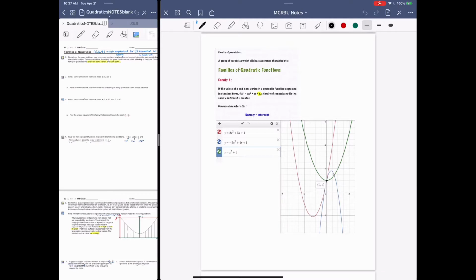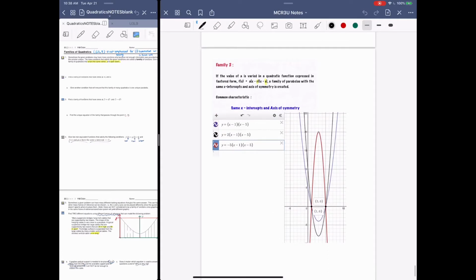And so for these families, for example, family number 1, if you look at the standard form, a key characteristic of the standard form is that you are told the y-intercept, right? And so this kind of family will have the same kind of y-intercept. And I've modeled an example where three clearly different looking parabolas have the same y-intercept with varying a values and b values. That's family number 1.